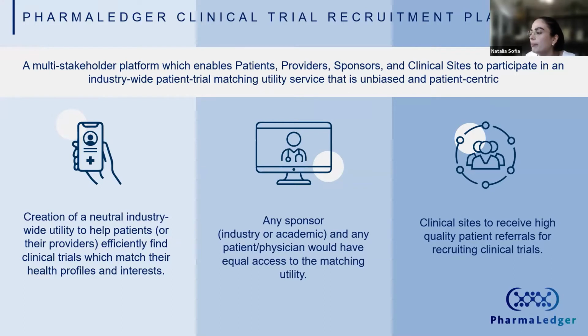So what PharmaLedger aims to do is build a multi-stakeholder platform, which enables the different stakeholders within this clinical trial recruitment space, which are the patient, the providers, the sponsor, and the clinical site, to participate in an industry-wide patient trial matching utility service that aims to be unbiased and patient-centric. To achieve that, we want to create a neutral industry-wide utility to help patients efficiently and successfully find clinical trials which match their health profiles and interests.